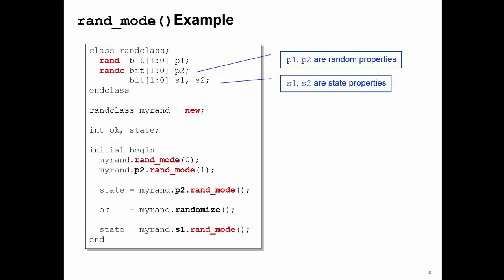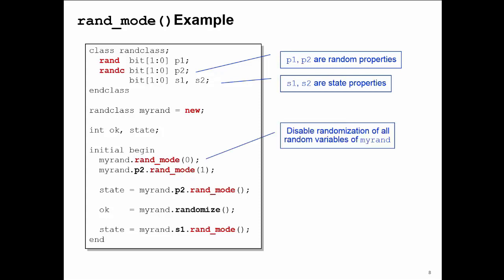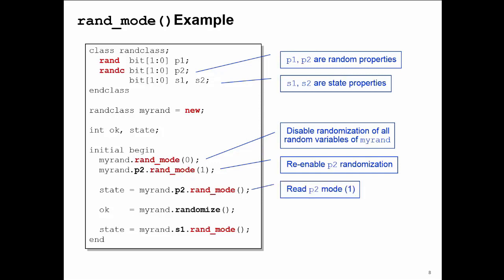I create the instance of rand class in the handle myRand, and now I call the rand mode task of the myRand instance. I set the argument to 0, and this disables randomization for all of the random properties inside of myRand. Here I selectively pick up the P2 property of myRand and set its rand mode switch to 1, and this re-enables the randomization of P2. Now I can check the status of a rand mode switch by using the function form. I know it's a function because I do something with the return value. So here I read the value of the P2 rand mode switch. That will return a 1 because it's currently enabled.